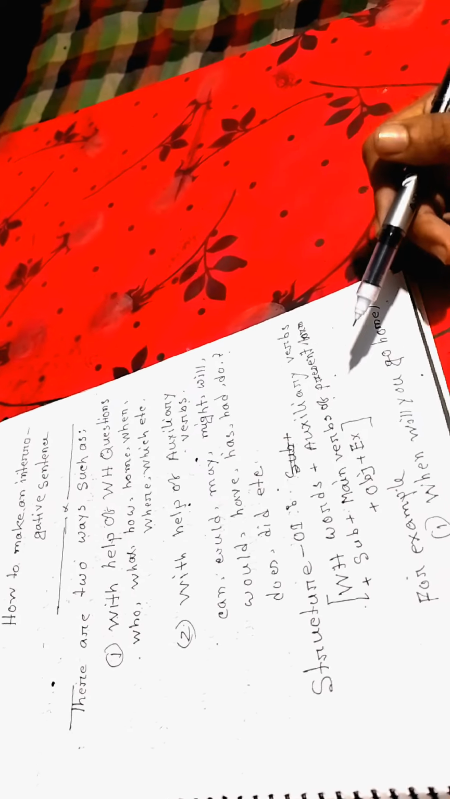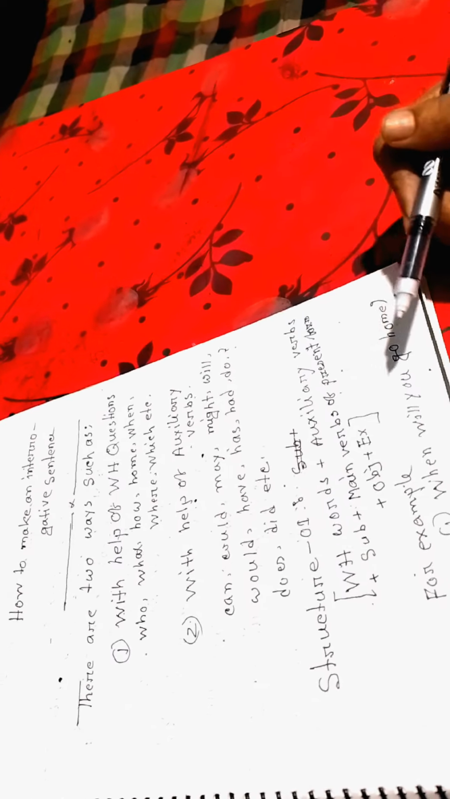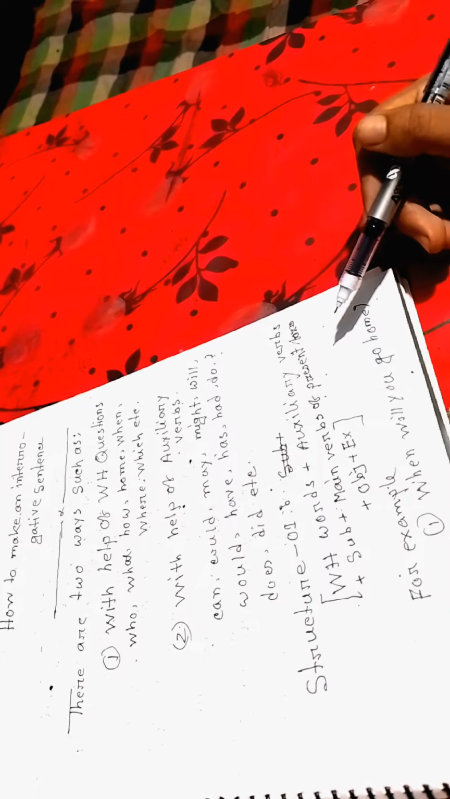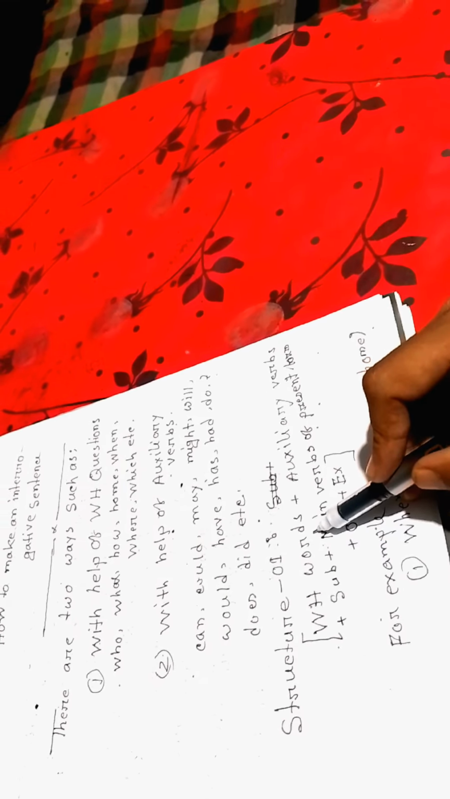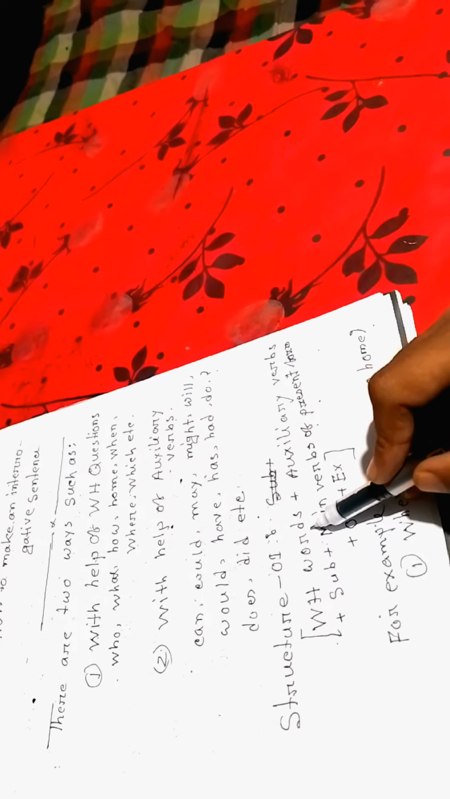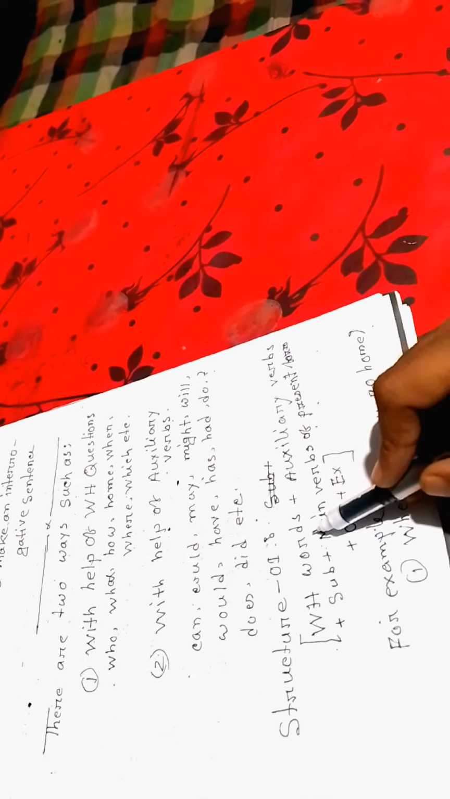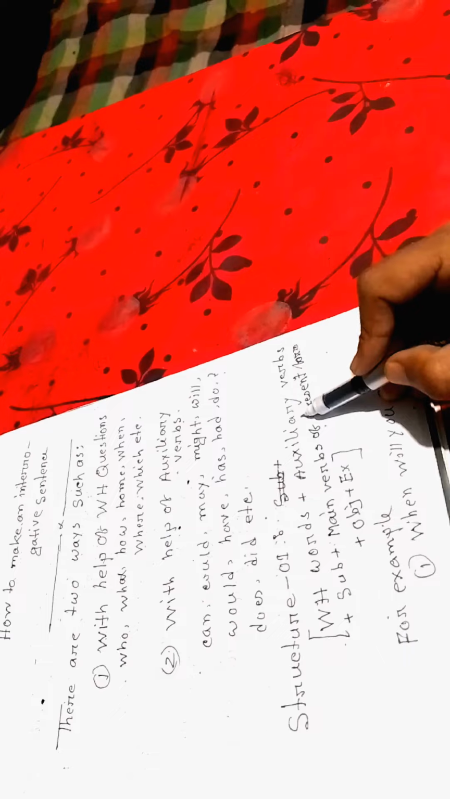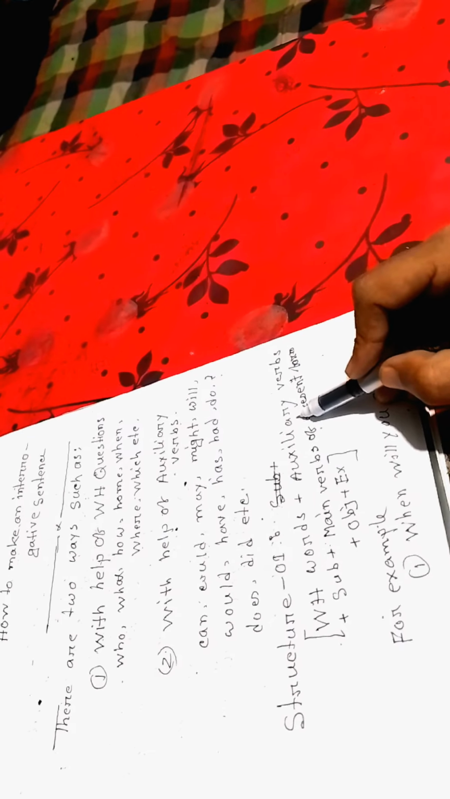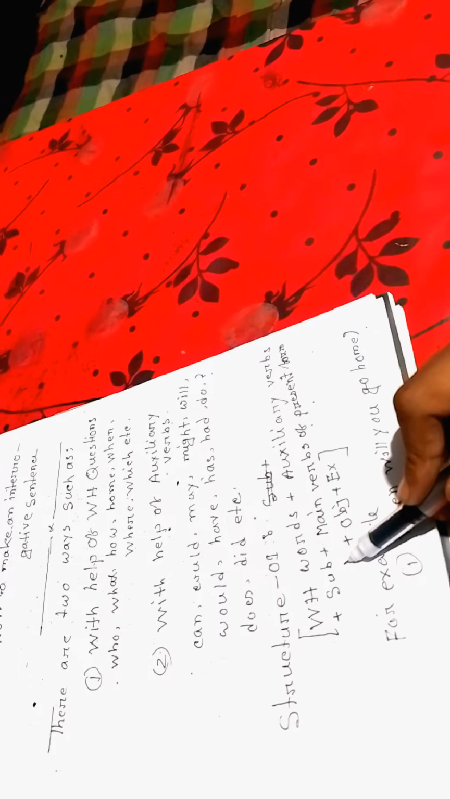Then the subject will come. Then the main verb of the sentence will come, and the main verb will be in present form, followed by the object plus extension. So at the first stage you have to use WH words, if you ask anyone who, what, how, when, where. Then the auxiliary verbs will be used after the WH question. Then the subject will be used.